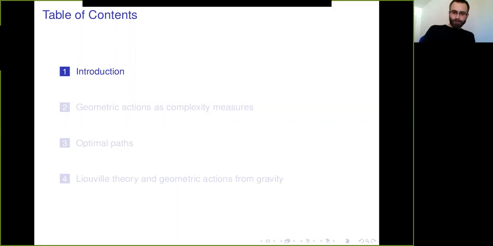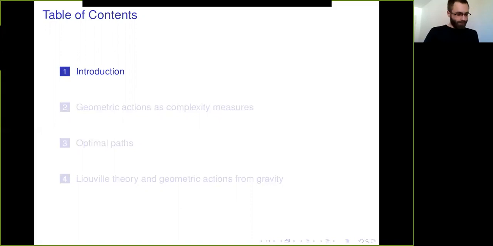Now, first I will give some introduction on what is complexity in general and what complexity measure we are actually using in this talk. And then I will introduce these ominous words of geometric actions and coadjoint orbits. And I will tell you what these things have to do with our complexity measure that we are considering.